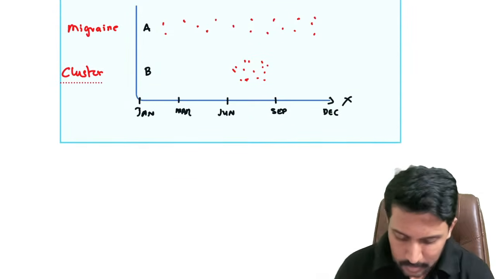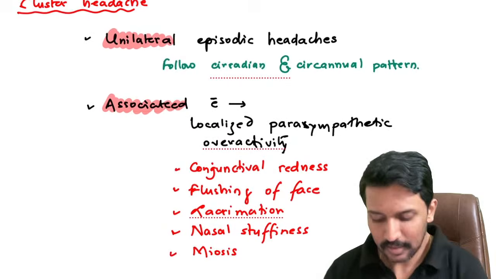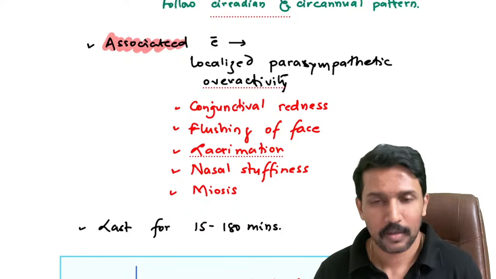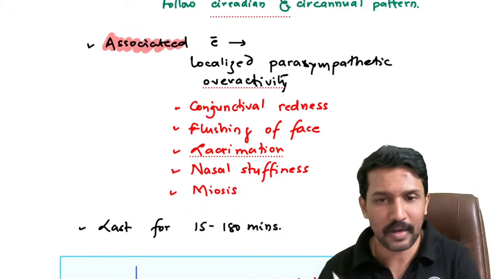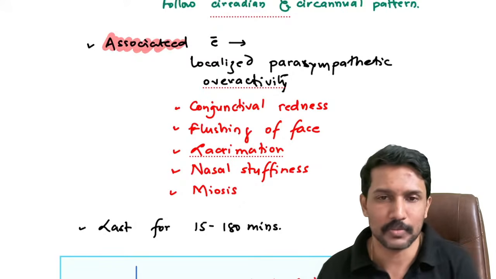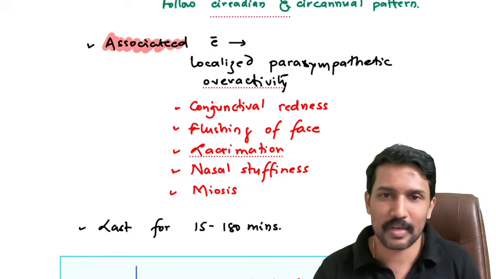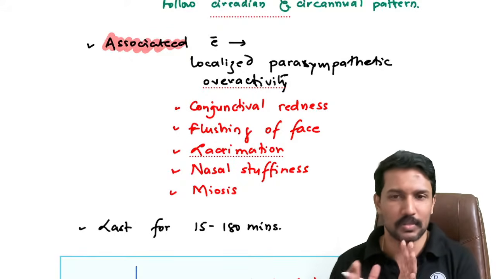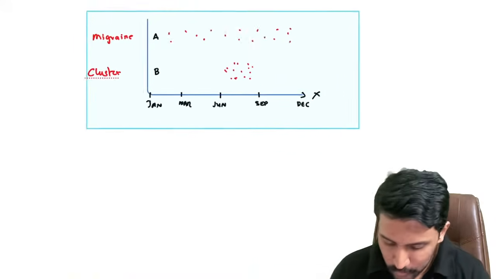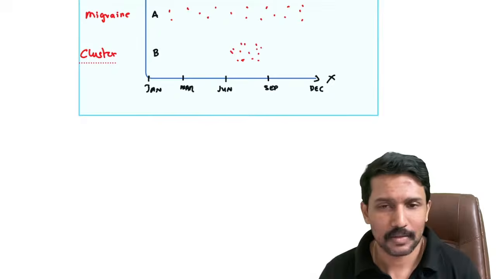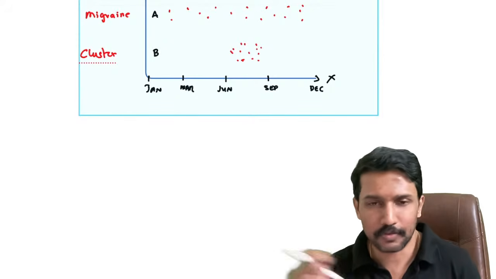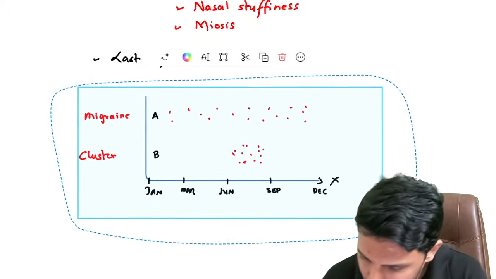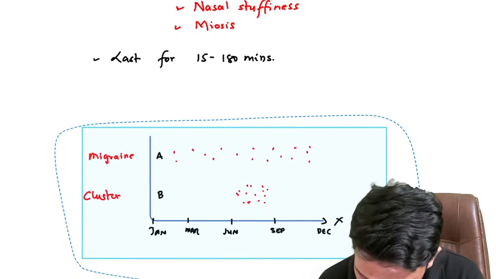Okay, so what do we learn about cluster headache? Unilateral headaches lasting for 15 to 180 minutes, that is 15 minutes to 3 hours, associated with unilateral parasympathetic overactivity related symptoms. That's why the term autonomic comes into its naming, and it follows a circadian and circannual pattern. It appears at the same time every year and the same time of day during those attack periods. Now diagnosis, you will write the same thing, that is clinical, after ruling out the red flag signs.